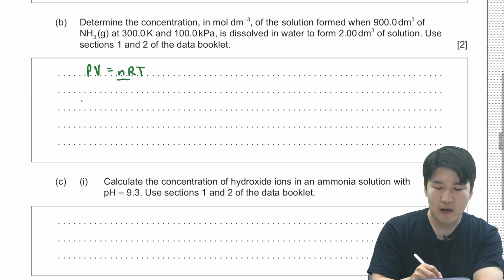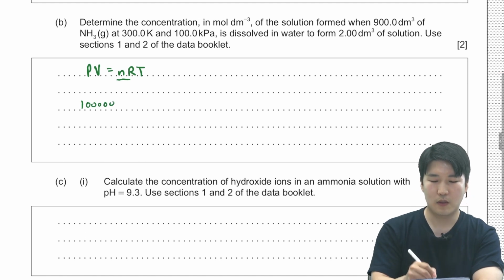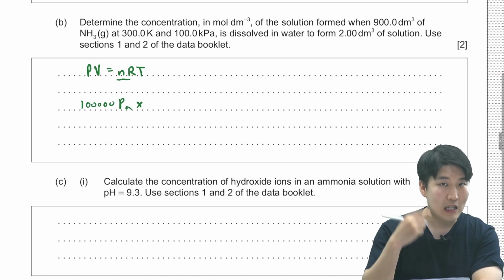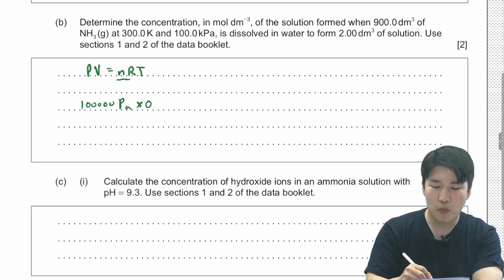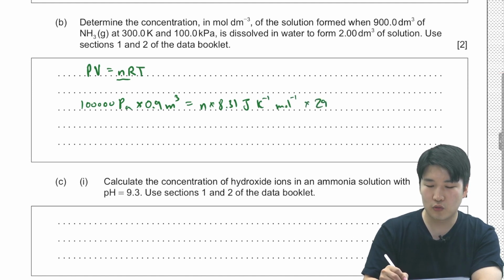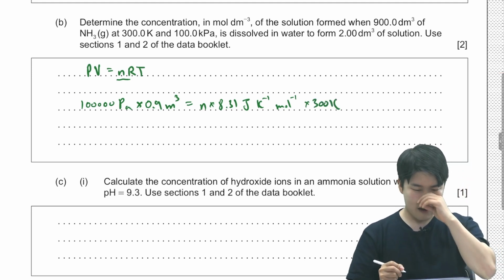So we will have 100,000 Pascal times 900 dm cube. It should be in meter cube, therefore 0.9 meter cube. N, R, 8.31 gas constant joules per Kelvin per mole times temperature 298, no, not 298, 300 Kelvin.